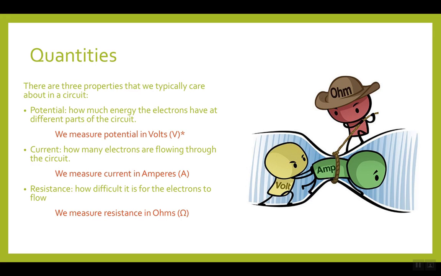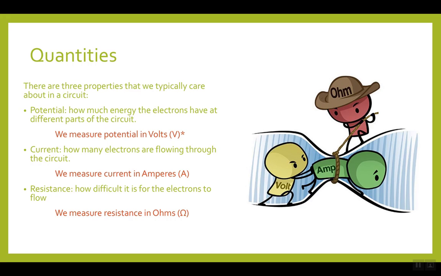Or we can measure current. Current is how many electrons are flowing through the circuit. So it's basically per unit time, how many electrons go through that point. We measure that in a unit called amperes, or amps, A-M-P-S you'll see sometimes, and it has the symbol capital A.